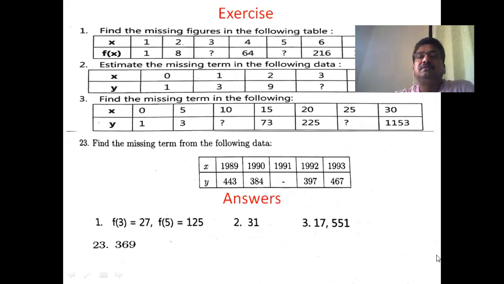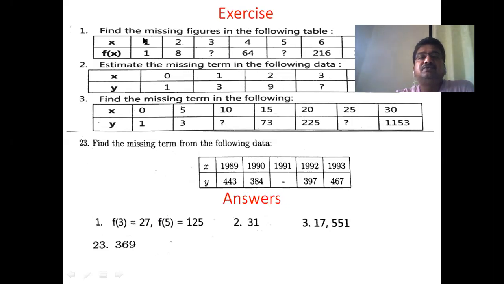So these are some problems for you to solve. Here again two terms are missing, and here only one term is missing. Here again two terms are missing, here one term is missing, and their answers are given below. The answer of the last question is 369.